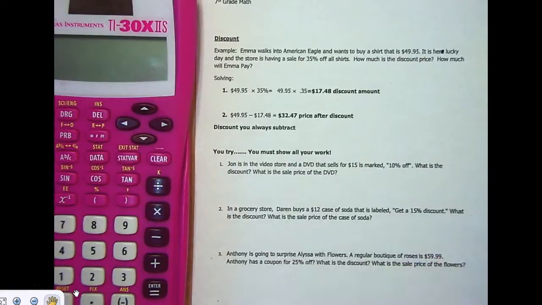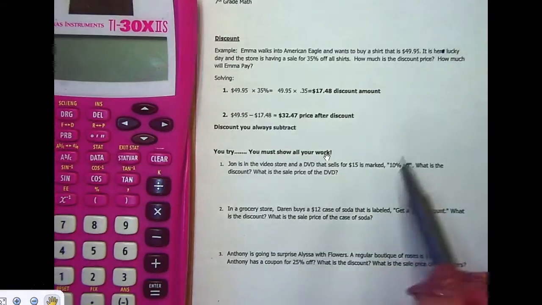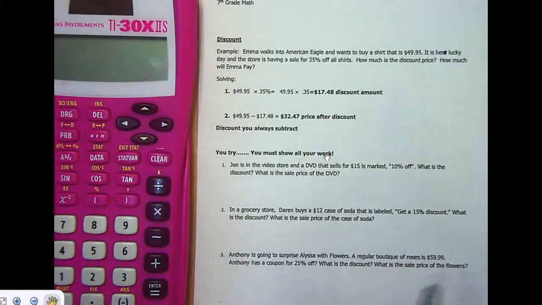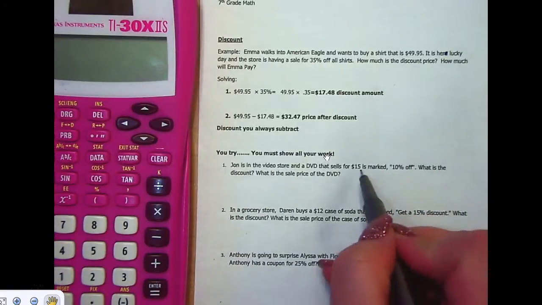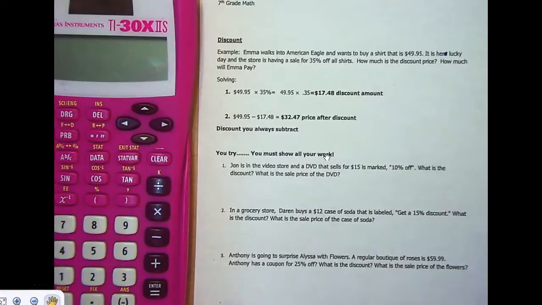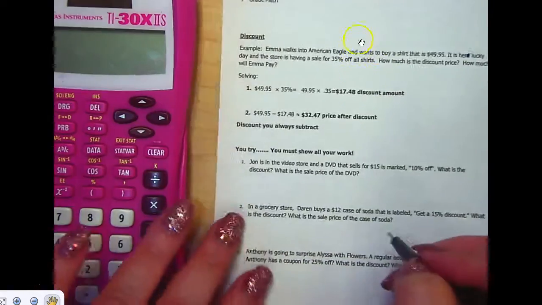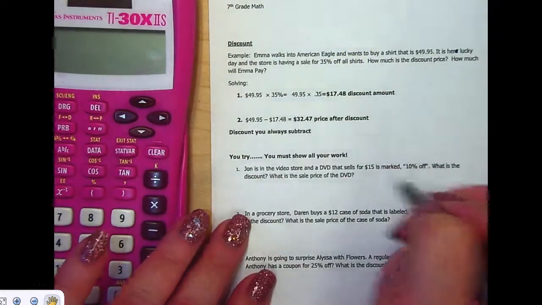All right, so you try. John is in the video store, and a DVD that sells for $15 is marked 10% off. What is the discount? What is the sale price? So this 10% off, that's a number that you should be able to figure out on your own. Remember, if it's 10% off, it just means we take this decimal that we don't see but we know is there, and we move it one place in. So 10% off is $1.50 off. That's an easy one for us to be able to think of.